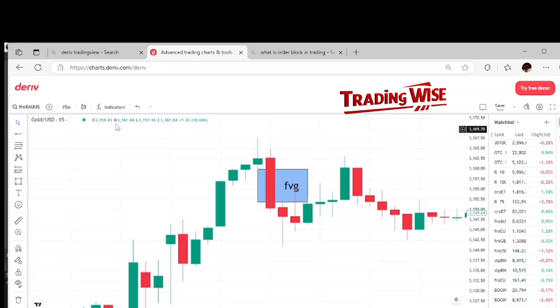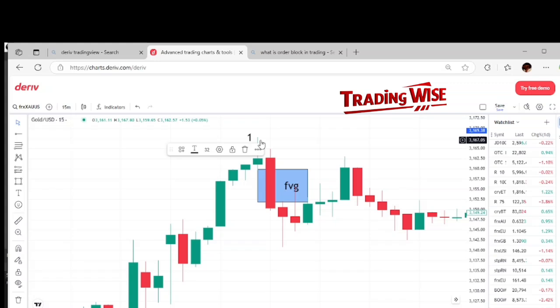Number one, it should have a wick. It's not necessary, but it should have a wick. So number one, it should have a wick. That's one. It should have a wick.